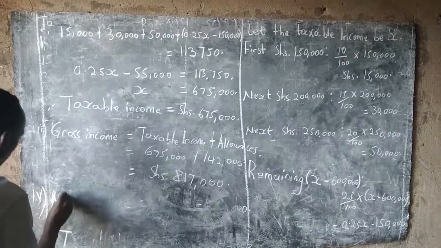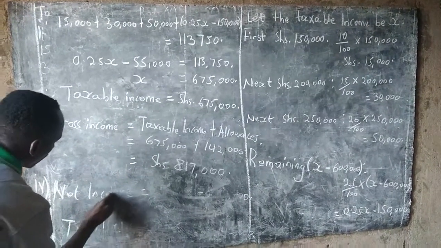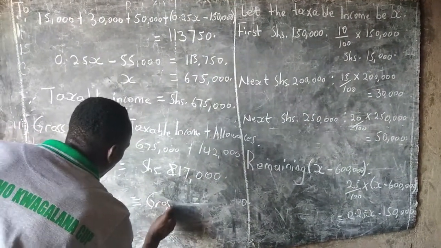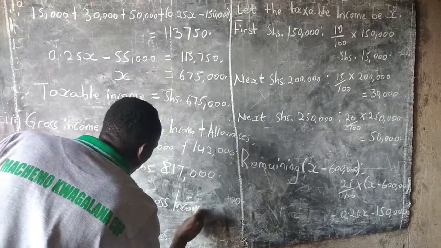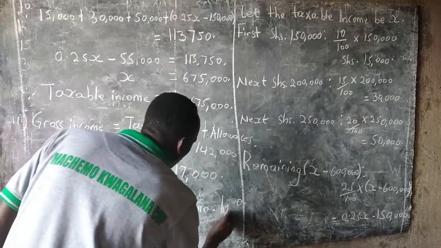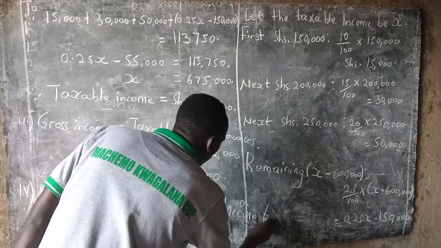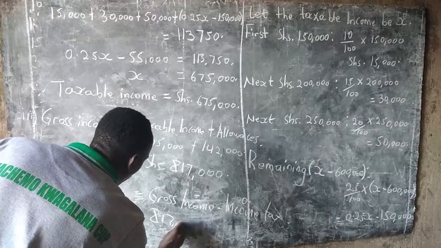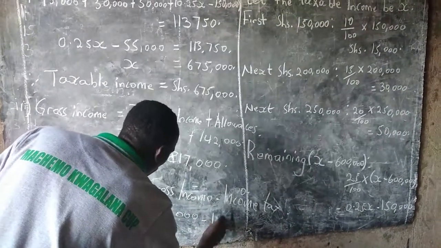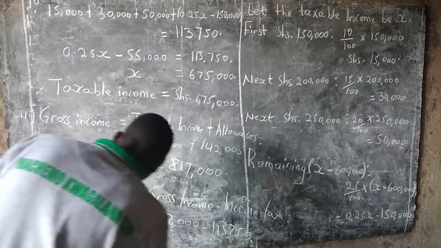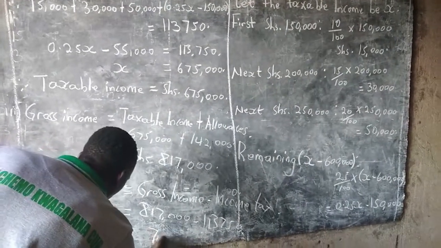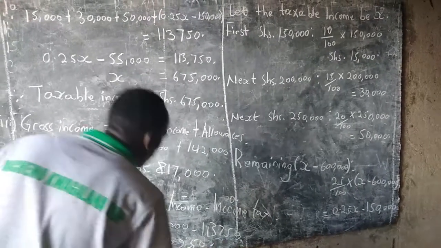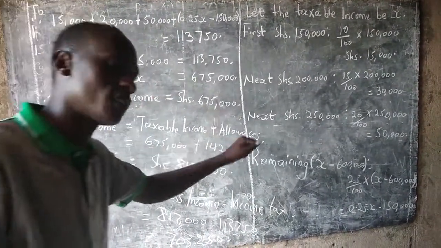Fast forward, net income. You know that it is always that gross income minus the income tax. So what shall we have? We shall have the 817,000 minus the 113,750. The answer we get is 703,250. Trust me, all the 12 marks have been covered.